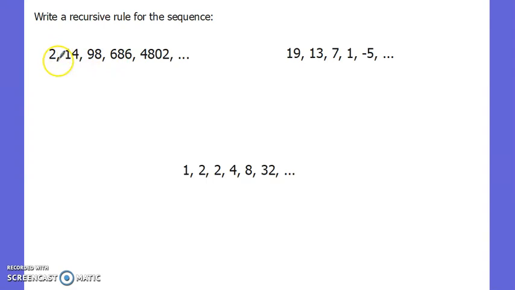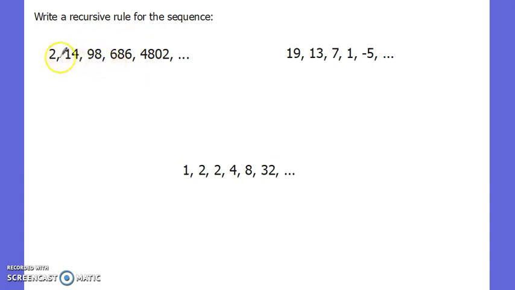So let's think simple operations. If I wanted to get from 2 to 14, I would just have to add 12. That'd be a simple arithmetic operation. But if I just add 12 again, I should have gotten 26, and that's definitely not 98. And again, 98 plus 12 would definitely have been 110, not 686. So it does not seem as though I'm just adding the same number every time.